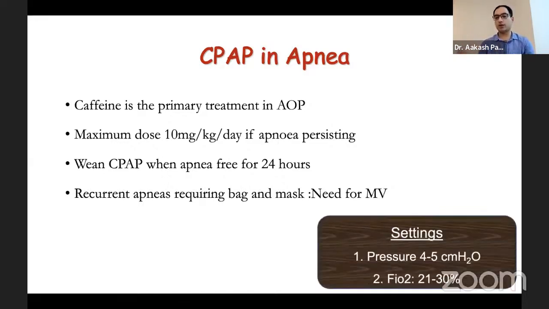Since the lungs are normal in apnea, they require minimal pressure, that is 4 to 5, and minimal FiO2, 21 to 30%. If your baby is requiring more pressures, more FiO2, then this is not apnea of prematurity. This apnea is because of something else. And remember that apnea of prematurity is always a diagnosis of exclusion.